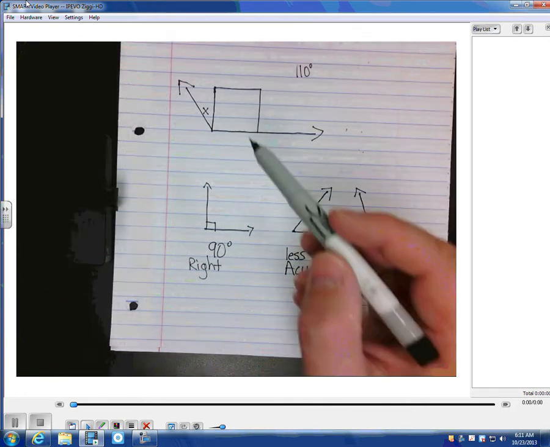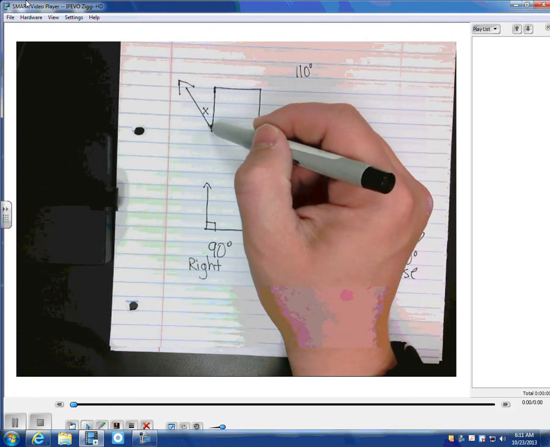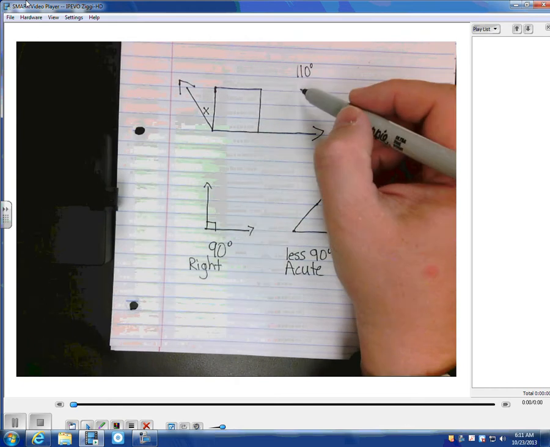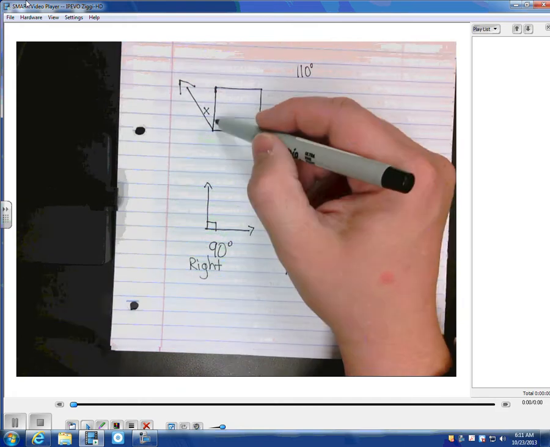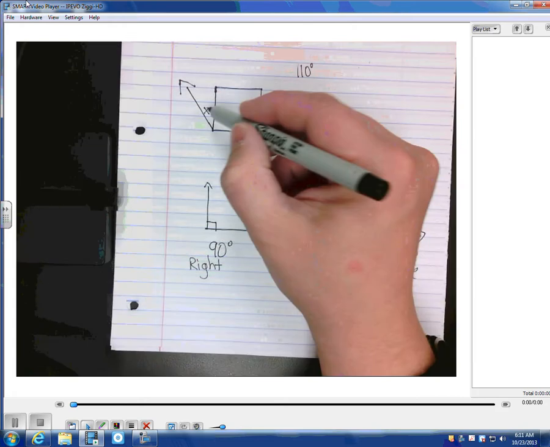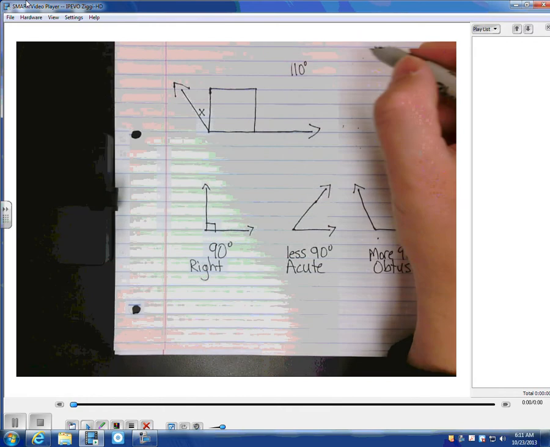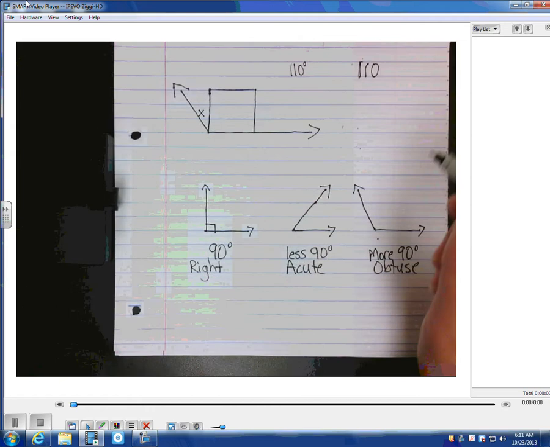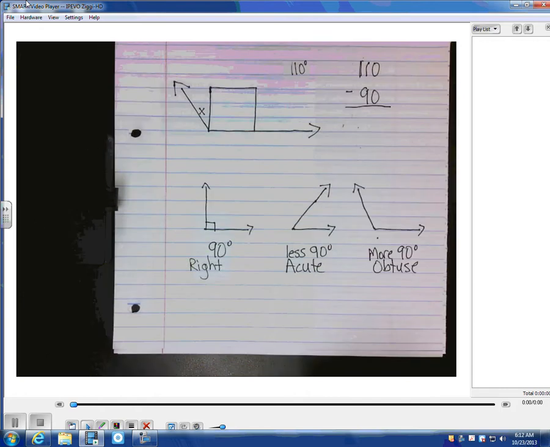So they want us to try to find this angle right here. What would this angle be here? Okay, so we know we have 110 degrees originally. We know they put a 90 degree angle on there, right on top of it. Okay, so this is 90. So to find out what this missing angle is, you're going to need to subtract. So you have 110 degrees. Okay, we had 90 degrees. And you need to subtract those to find the missing angle.